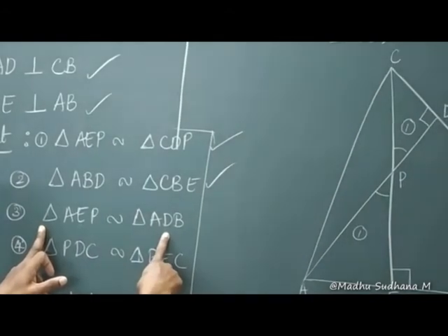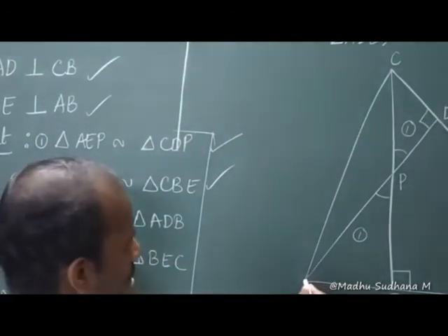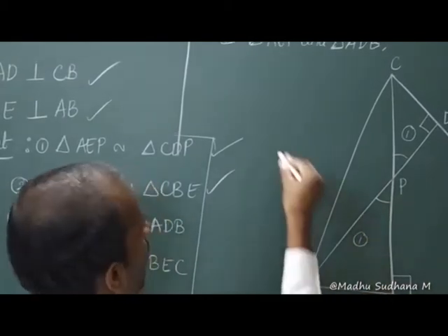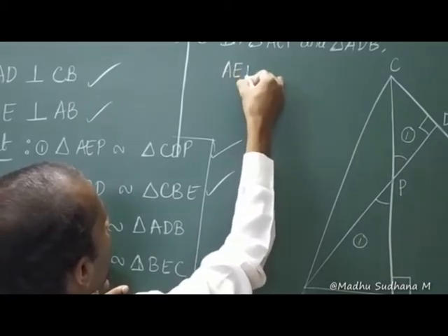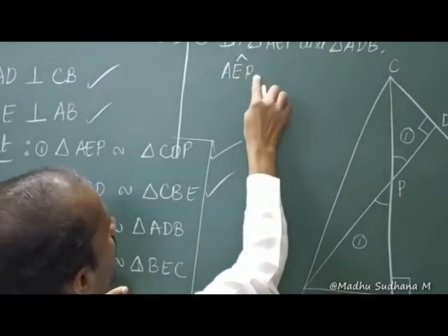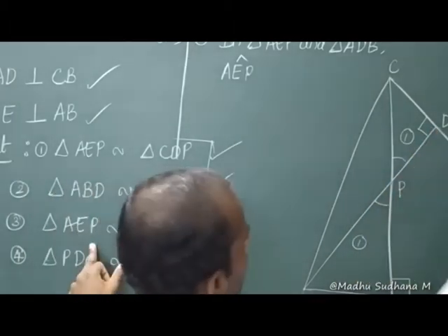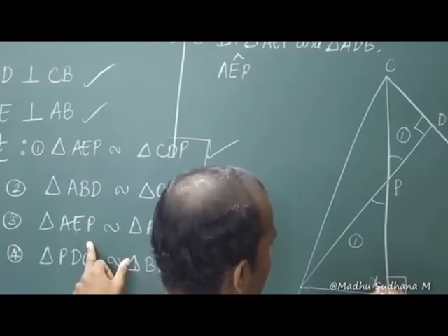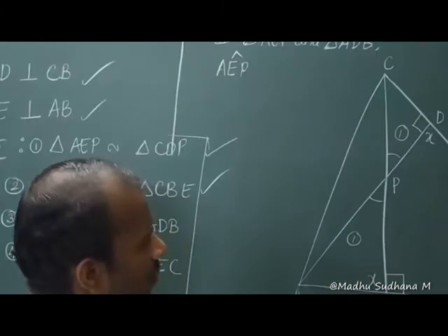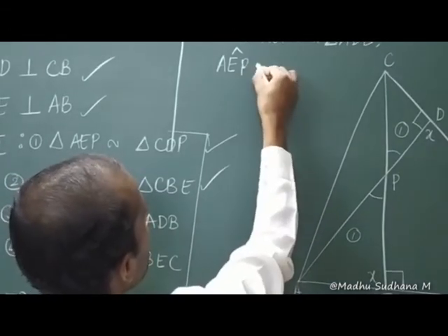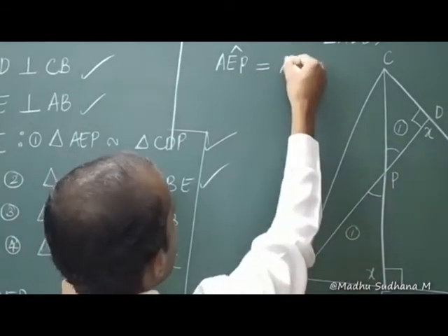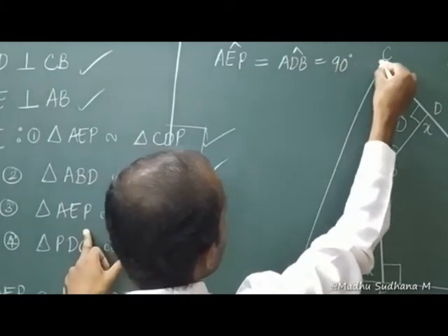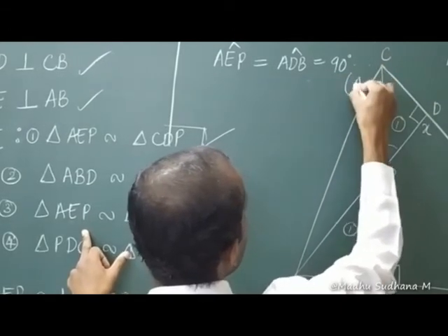So please observe here, AE, EP, we have this 90 degrees, right? So I can write angle AEP in triangle AEP and angle ADB. So let me write this to be X here, and this is also X. Angle AEP is equal to angle ADB, which is equal to 90 degrees. So this is one angle.